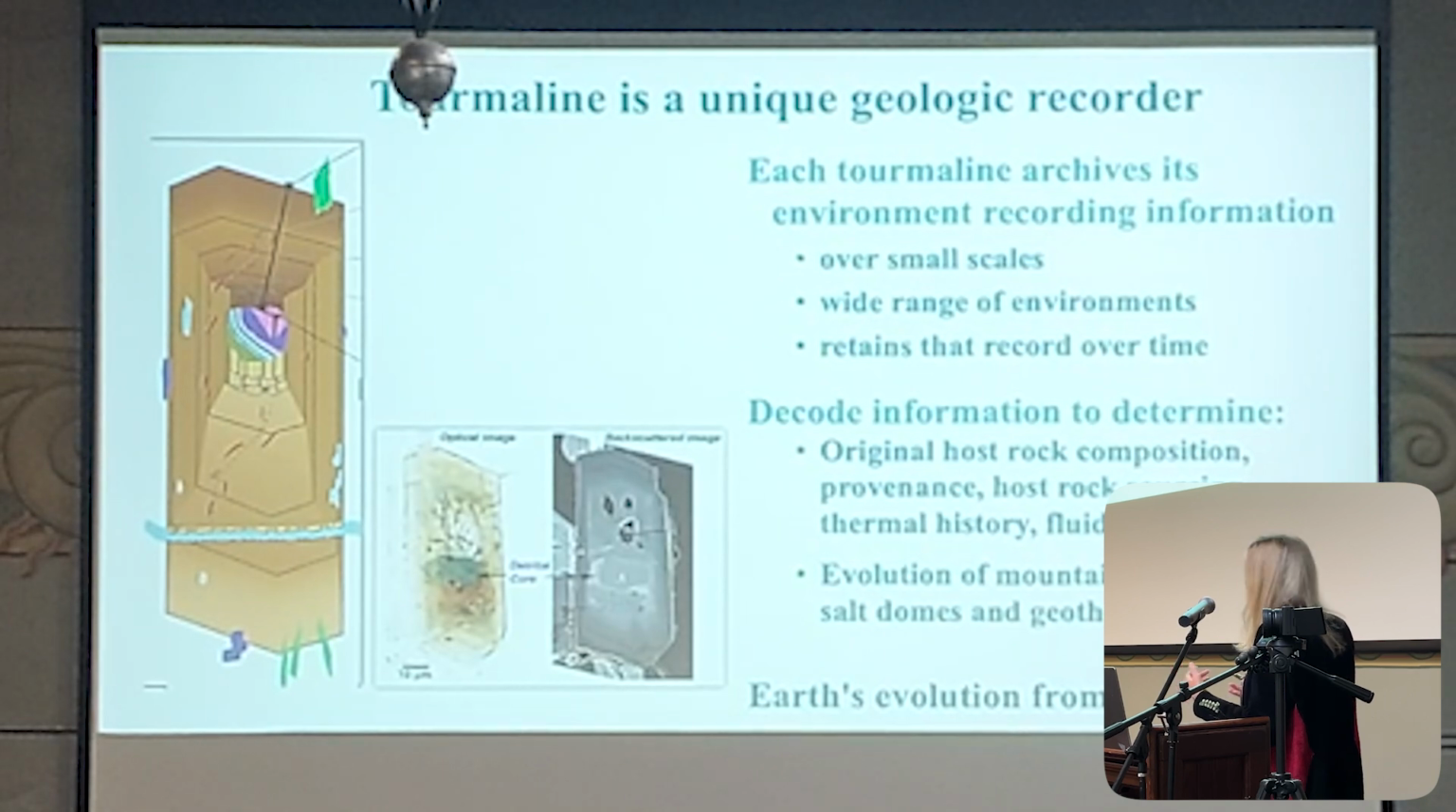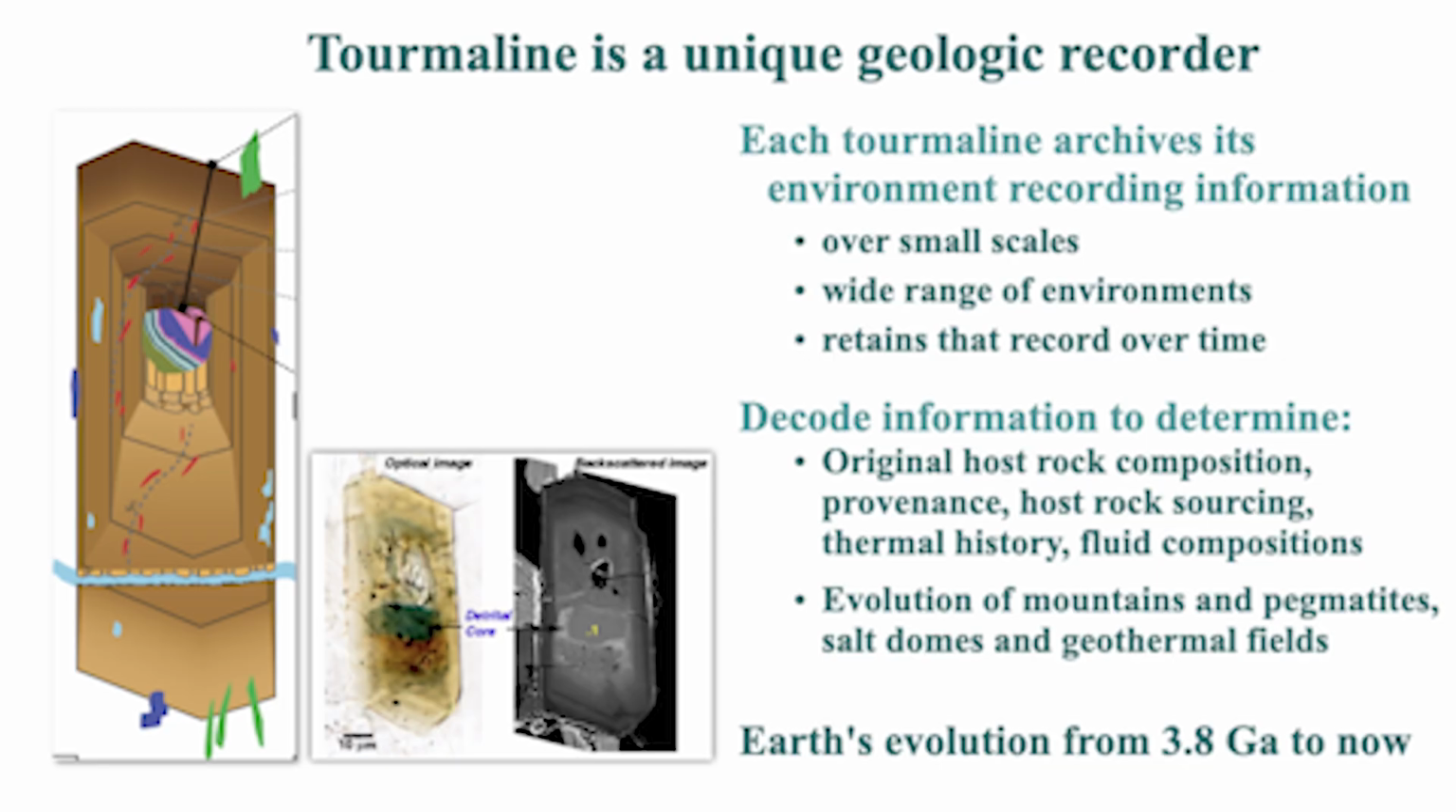to understanding the thermal history and the evolution of continental margins, and also record transient fluid events, which we no longer have access to. And we've been able to map the evolution of both mountain belts as well as small pegmatites or geothermal systems as well as salt domes. And this has happened over the last about 4 billion years of Earth's history.